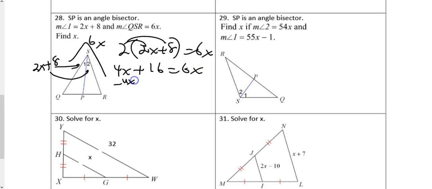I like to keep my variables positive, so I'm going to move the 4x over here. So that's 16 equals 2x. When I divide by 2, x is 8.